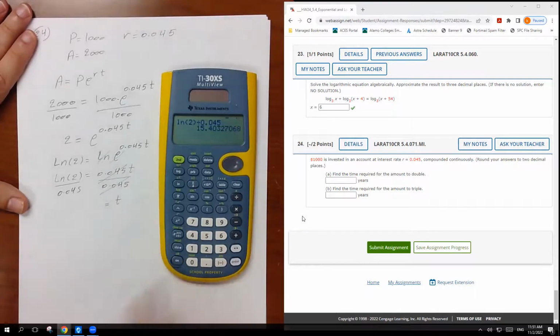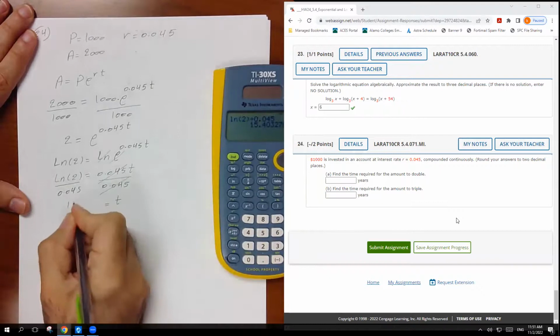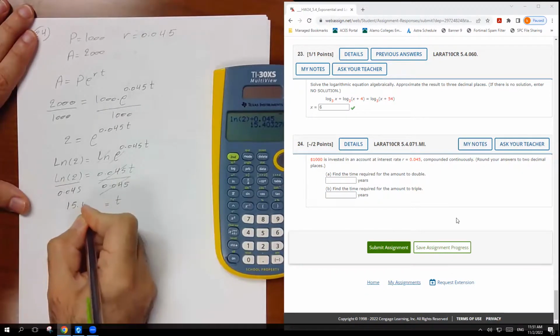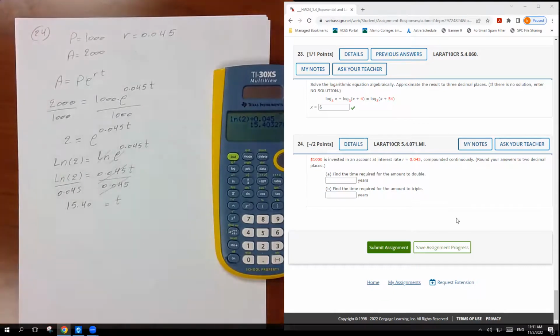It's going to be 15.40. They ask you to round your answer to 2 decimal places, so 15 years and 40. Here we go. We got it right.